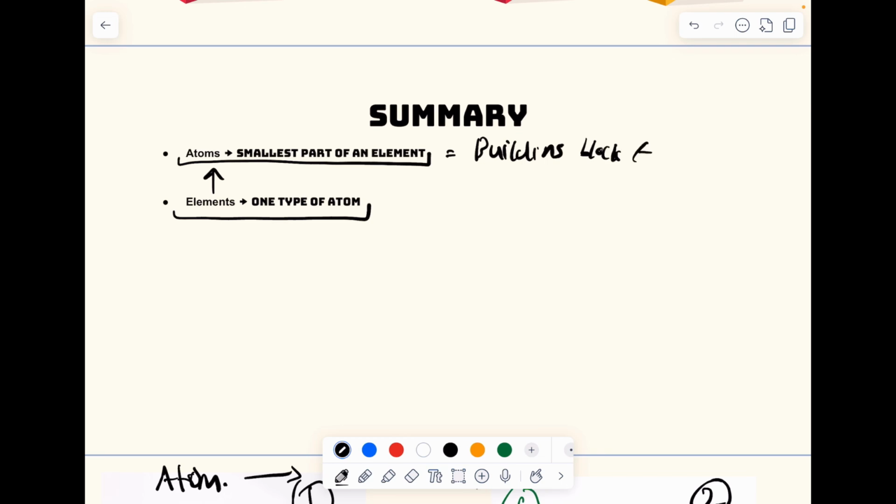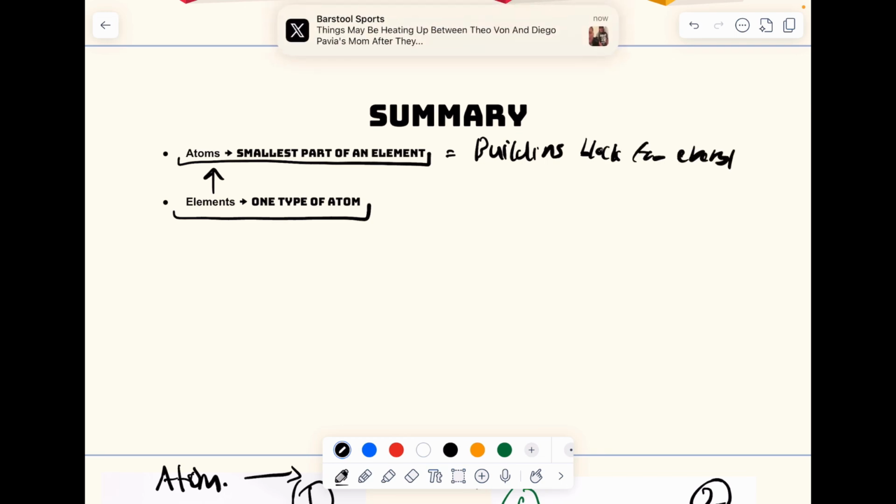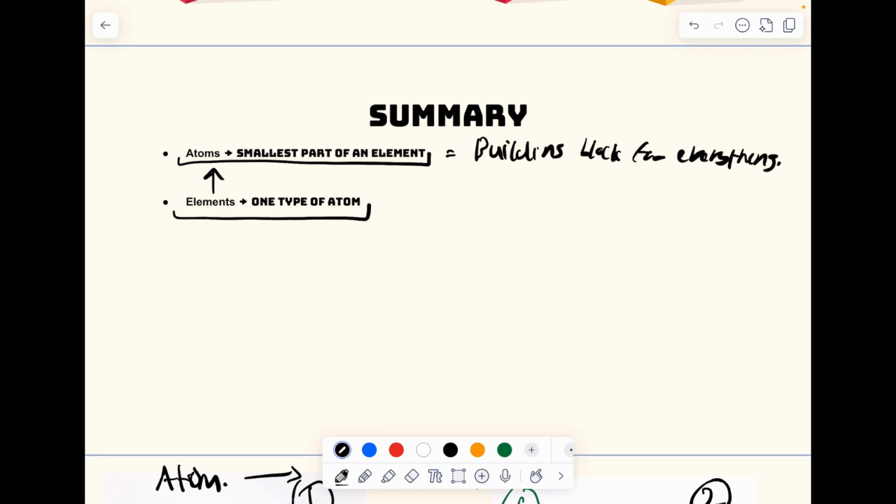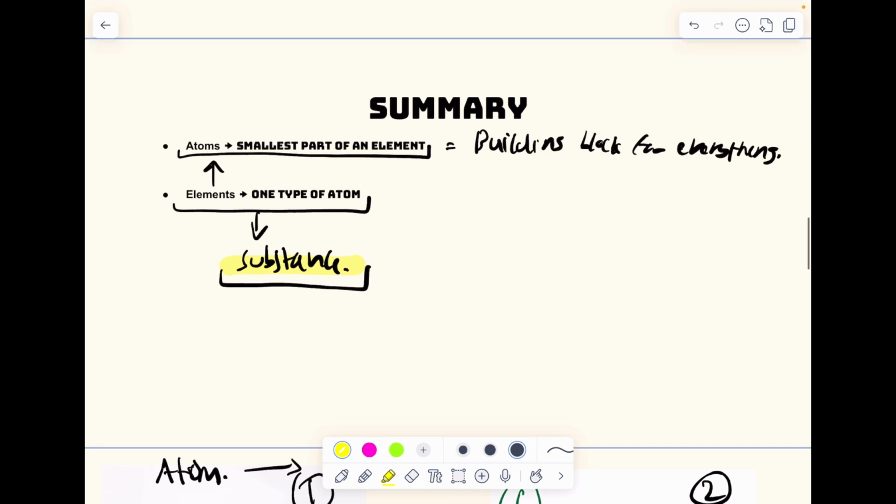for everything. Sorry guys, sorry for that notification. Can't be asked to edit that out. But yeah, an element is one type of atom. It's a substance made up of one type of atom. Please don't forget the word substance, okay? This is very important. So many students forget this, because it's asking you what is an element. It's not asking you what it's made up of. Yeah, sure, it's made up of one type of atom, but you need to specify that it's a substance. Okay, so an element is a substance made up of one type of atom.